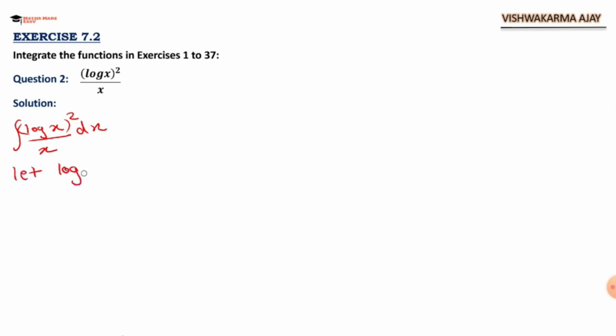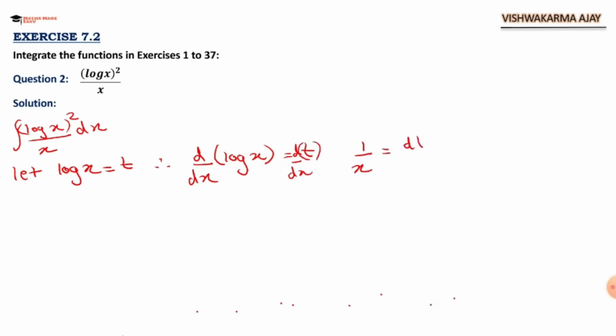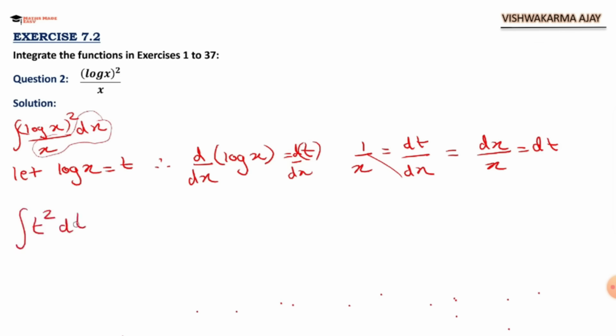Let log x is equal to t. Therefore, I can write d upon dx of log x is equal to dt upon dx. I can also write 1 upon x is equal to dt upon dx. That gives me dx upon x is equal to dt. I'm going to substitute this over here. In our case, dx upon x will be replaced by dt. So we have here t square dt.